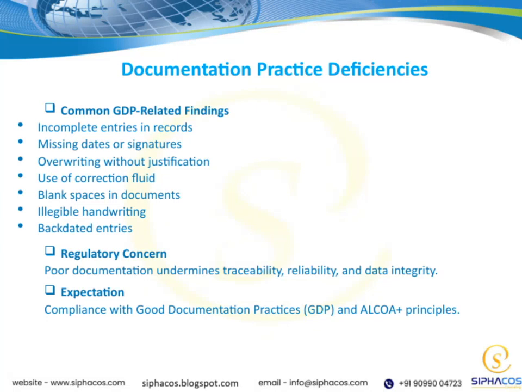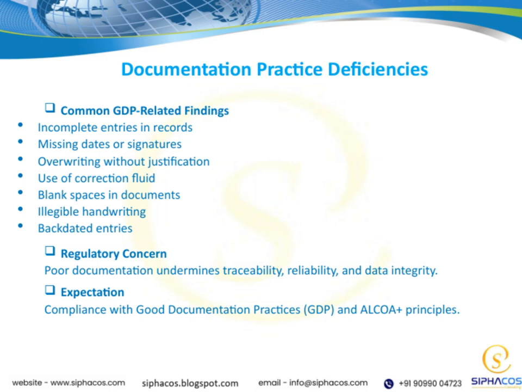Let's take a closer look at some common documentation practice deficiencies related to GDP. These are issues that often come up during audits or reviews. For example, we frequently see incomplete entries in records, where critical information might be missing or not fully filled out. Missing dates or signatures are also common, which can seriously undermine the traceability of the documentation. Overwriting without justification is another problem. It can cast doubt on the authenticity of the record.